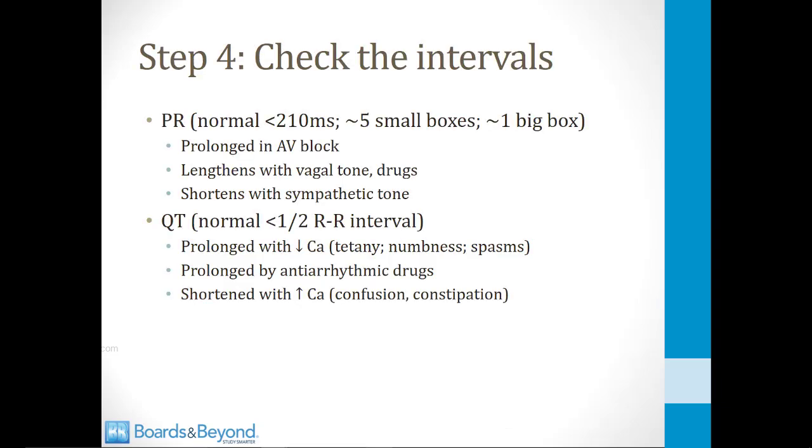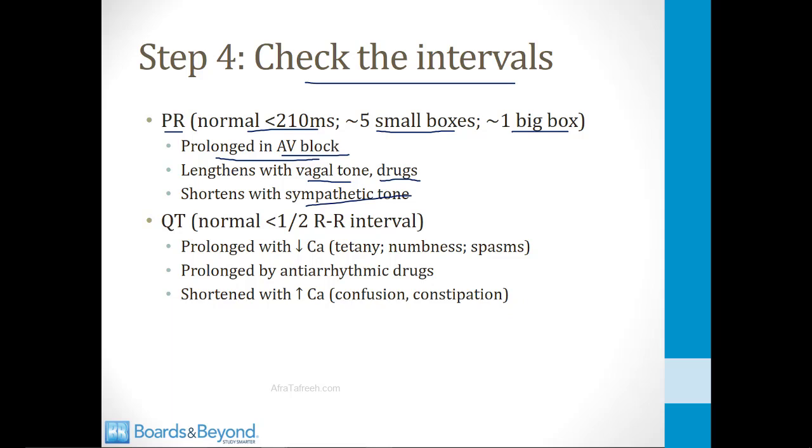Moving on, the next step in interpretation of an ECG by my method is to check the intervals. So first check the PR interval. A normal PR interval is less than 210 milliseconds. 5 small boxes is 200 milliseconds, or 1 big box is 200 milliseconds. So basically, the PR interval should be about 5 small boxes or 1 big box in length, or shorter than that. If it's a prolonged PR interval, you may be looking at some form of AV block, which I talk about in another video. The PR interval also prolongs in the setting of high vagal tone or certain drugs that slow conduction in AV node, and the PR interval can shorten in the setting of high sympathetic tone.